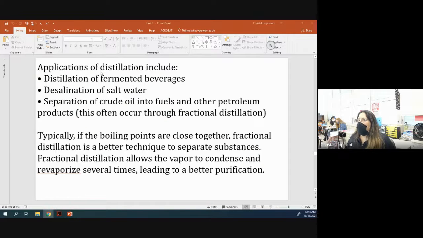So applications of distillation: fermented beverages, desalination of salt water, crude oil into fuels. When a refinery gets the crude oil in, it separates the different components based on their boiling points. The ones that boil at the lower temperatures come off first, and then the next level, and the next level. They just continue to heat it until they eventually get all of the different components out.